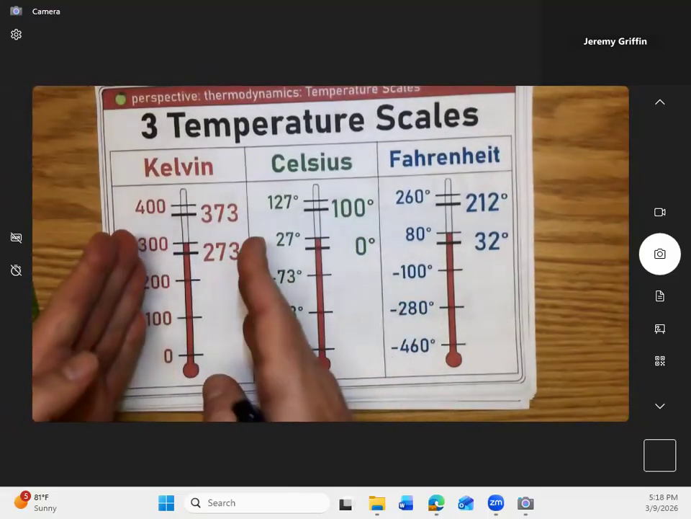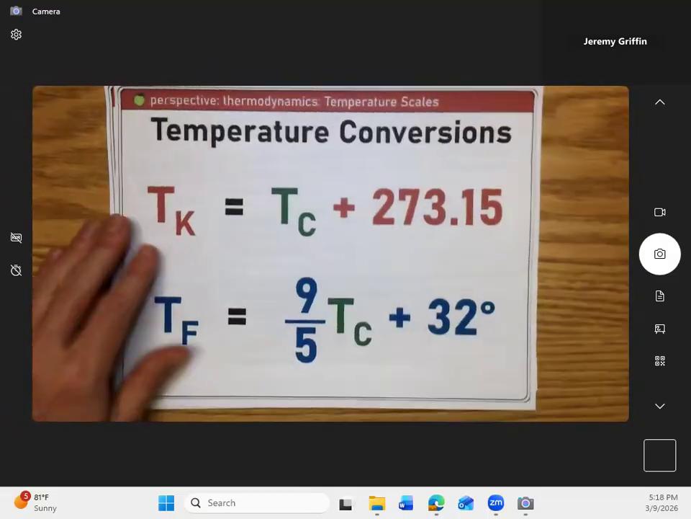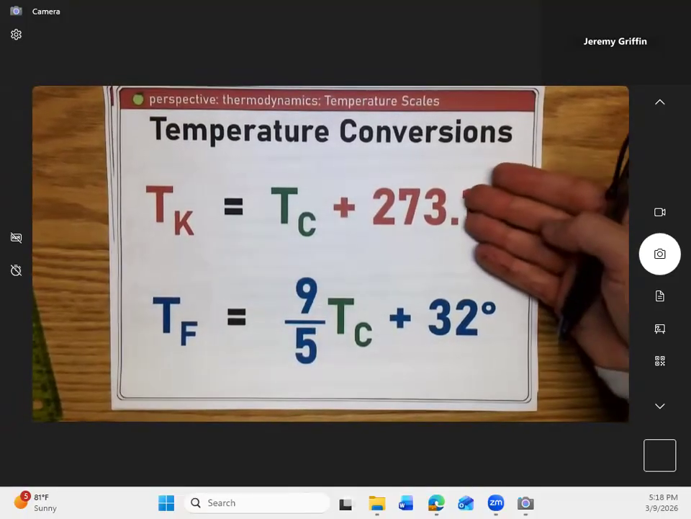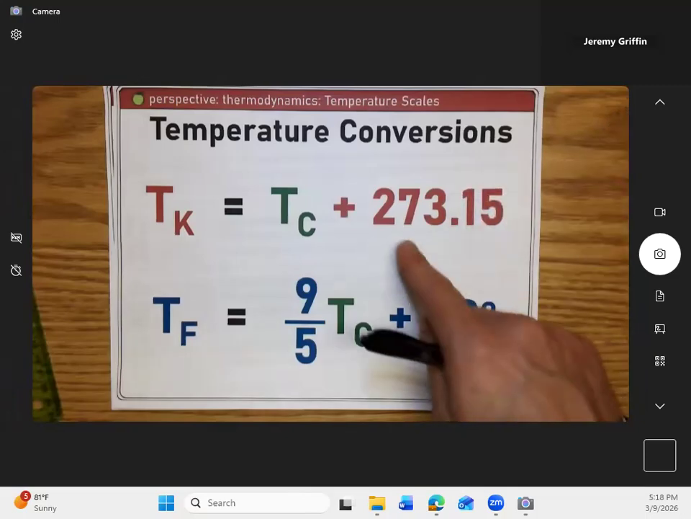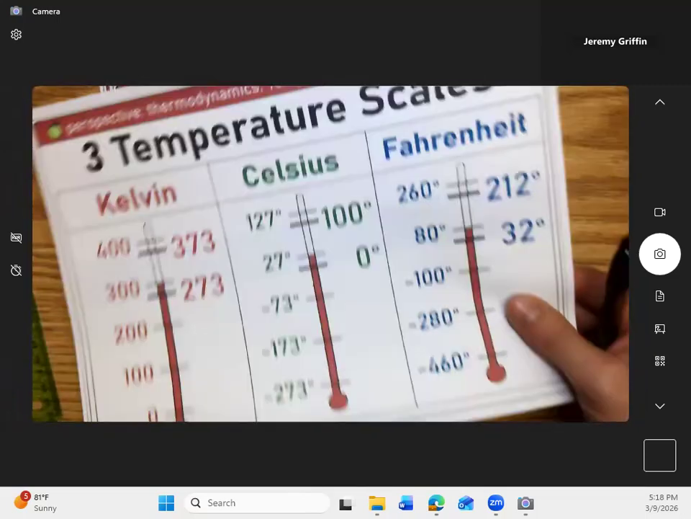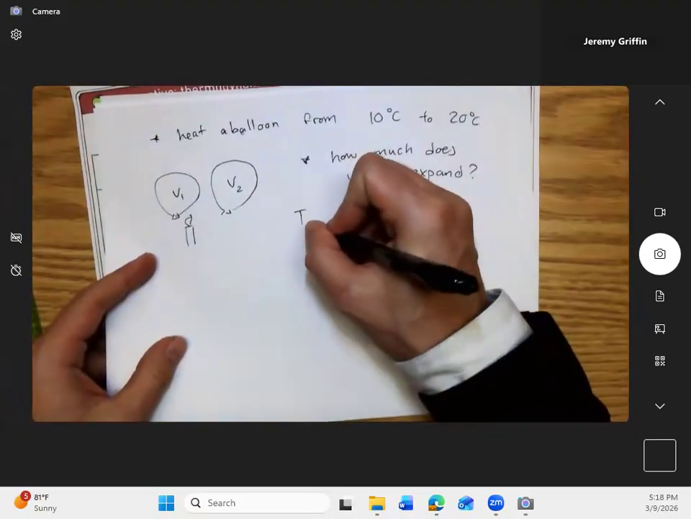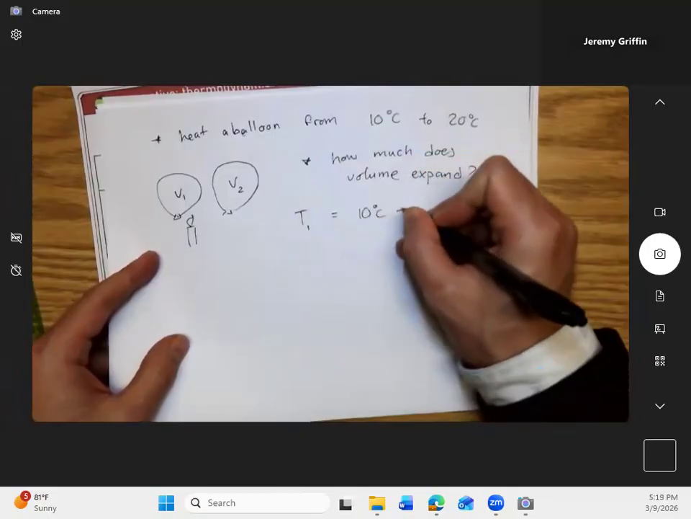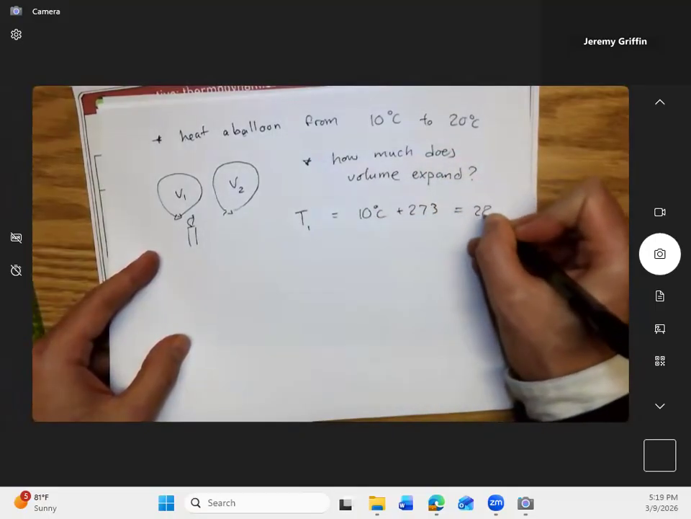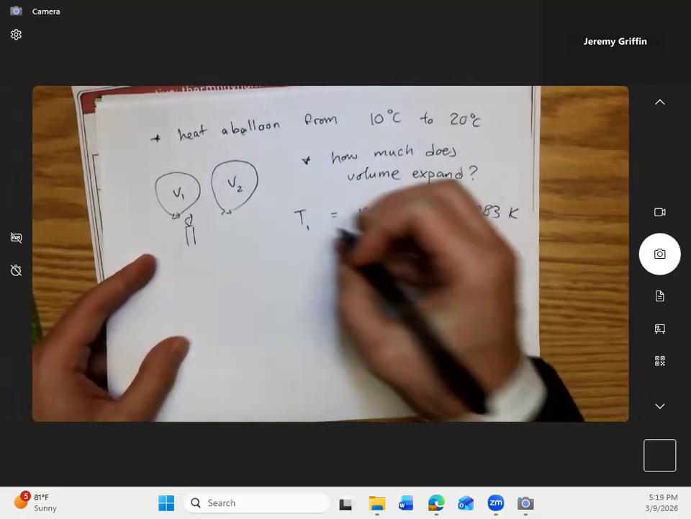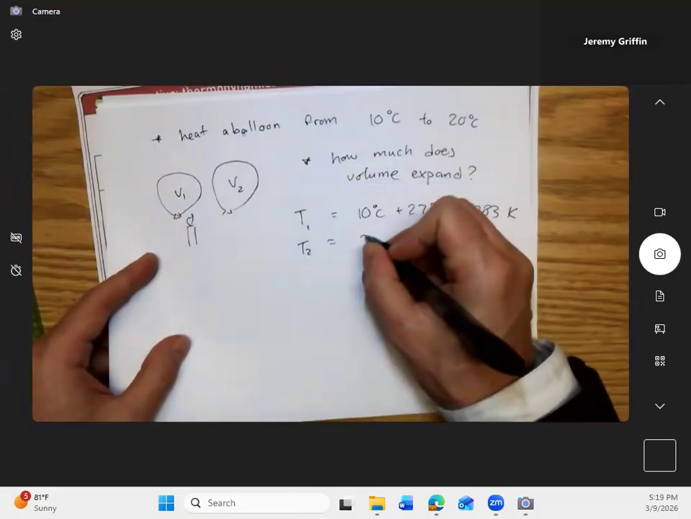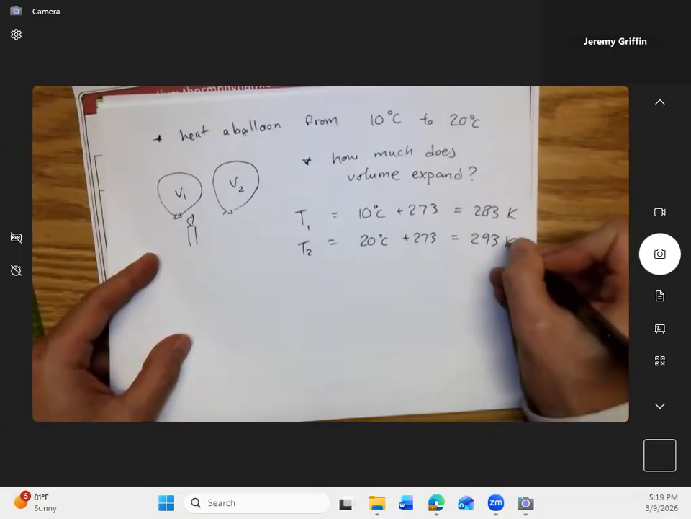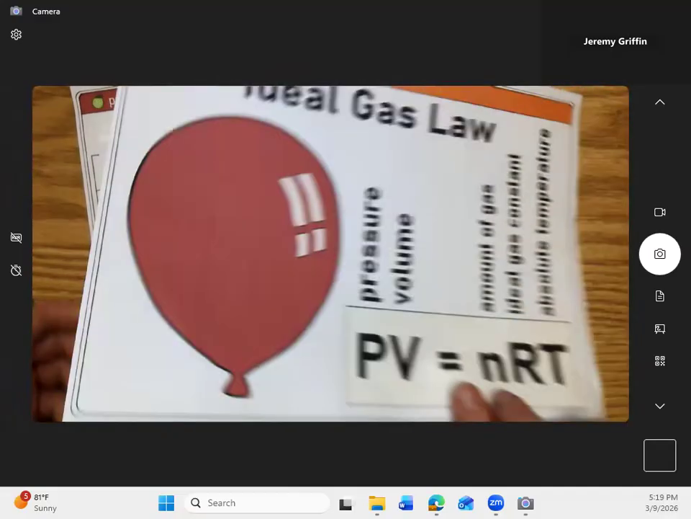So we have to translate the numbers over to Kelvin, and that is this one right here. Temperature in Kelvin is temperature in Celsius plus 273. Let's just chop off the 0.15; don't worry about that so much, but plus 273 is the conversion. So the initial absolute temperature, the first temperature, was 10 degrees Celsius plus 273, which is 283 Kelvin. And the new temperature is 20 degrees Celsius plus 273, which is 293 Kelvin.